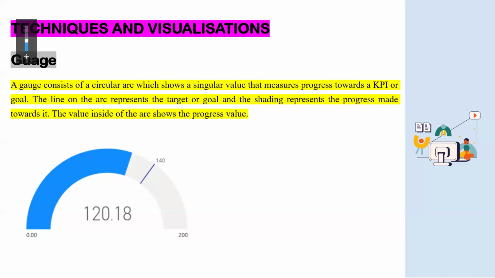All right. So that is what we use the gauge for. When you have a target and then you want to see your level, whether you are meeting the target, and then how fast you are doing that.